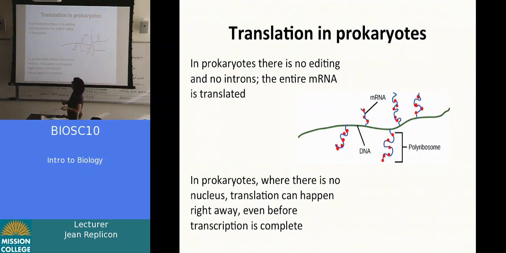And so, anyway, in prokaryotes, there's no editing, no introns. So the messenger RNA is basically all translated. There's no removal of introns. And because there's no nucleus, translation happens before transcription's even complete, and translation happens multiply on all of the messenger RNAs at one time. You're supposed to be impressed. Wow, how do they do it?